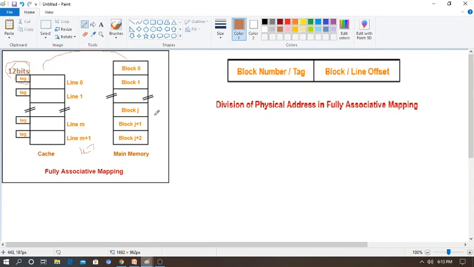What is the main drawback? The drawback of fully associative mapping is that whenever any block of data moves from main memory to cache, you have to always compare the higher order bits each and every time, and it takes some time. That is a big drawback of using fully associative mapping.